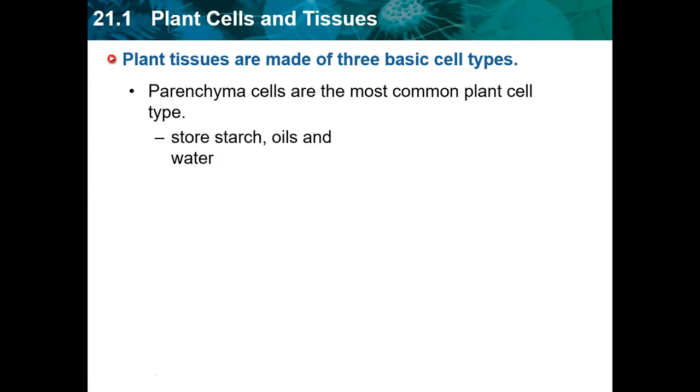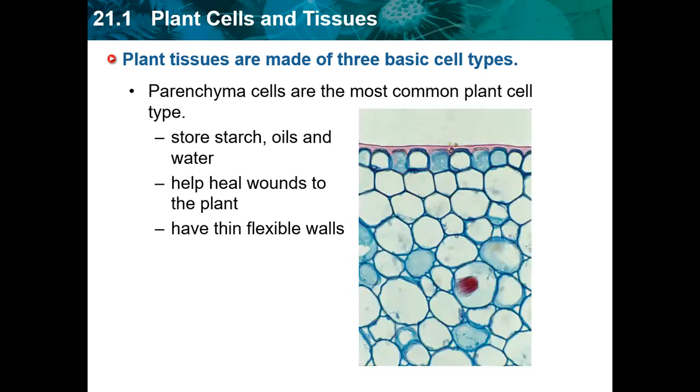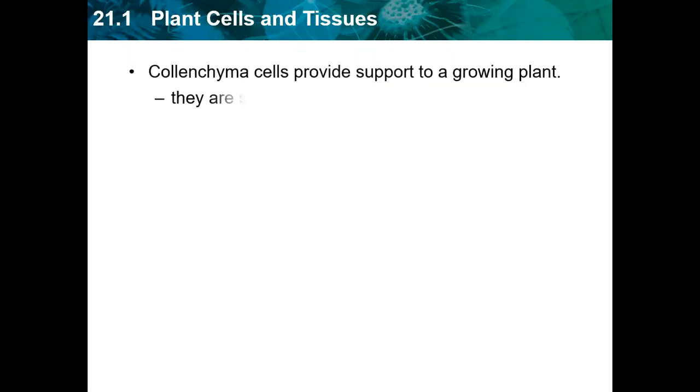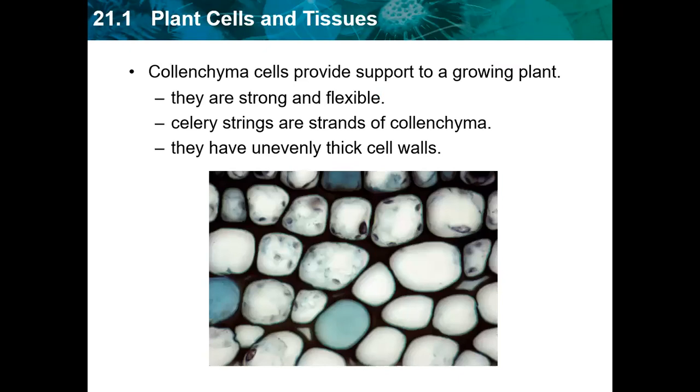Parenchyma cells are the most common plant cells. These are used for the storage of starch, oil, and water. They have a flexible wall. So this is the mechanical tissue here. Okay, so this is the parenchyma cells here. Parenchyma cells provide support to growing plants. Strong, flexible, clearly standing strands of parenchyma having thickening walls.